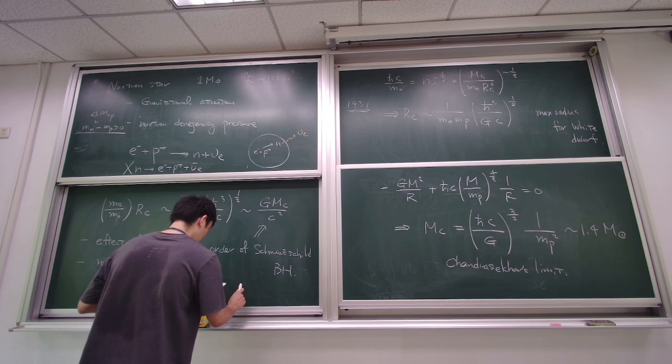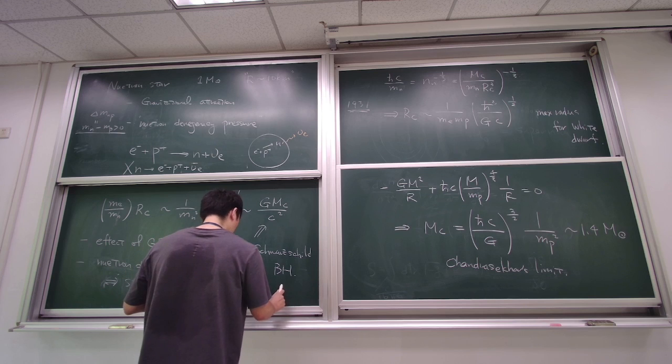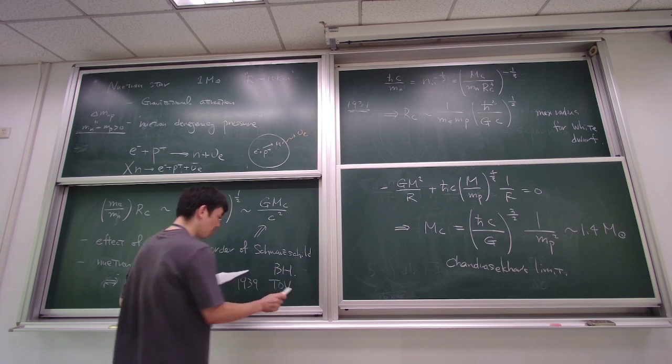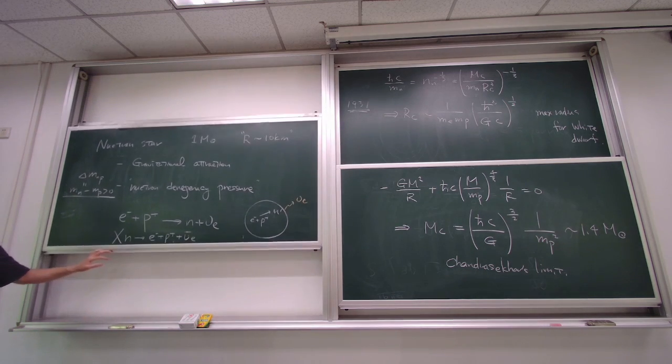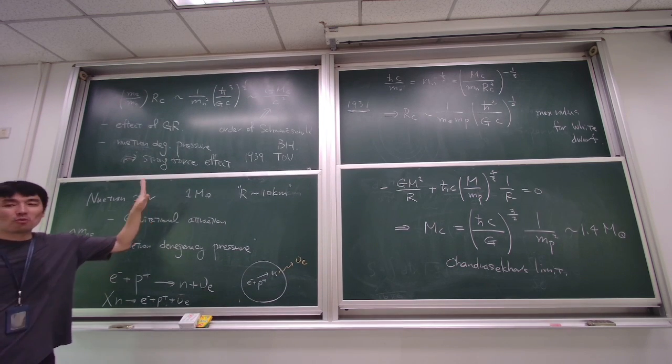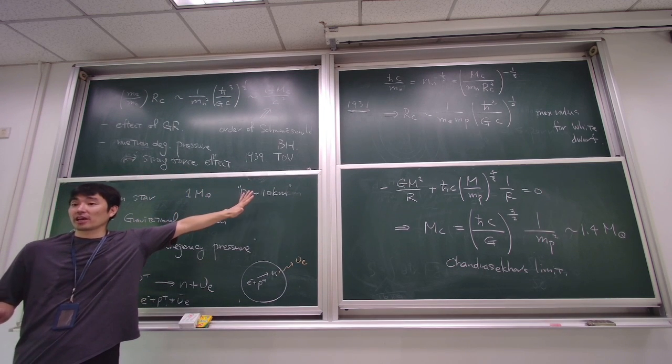This is the so-called TOV equation, from 1939. I'm not going to write down all the names because it takes too much time: Tolman-Oppenheimer-Volkoff. But as I mentioned, at that time it was hard to believe that one solar mass could squeeze into 10 kilometers.